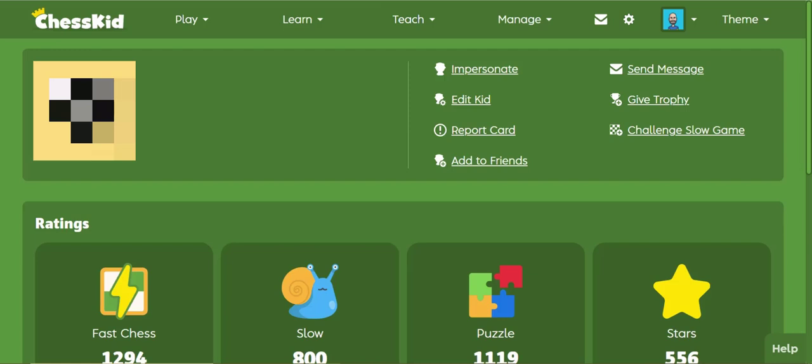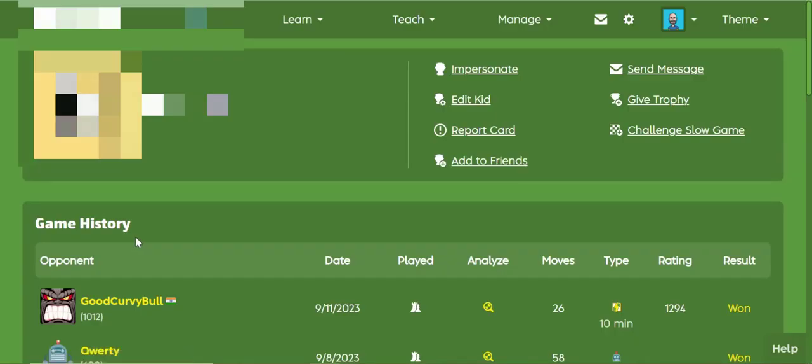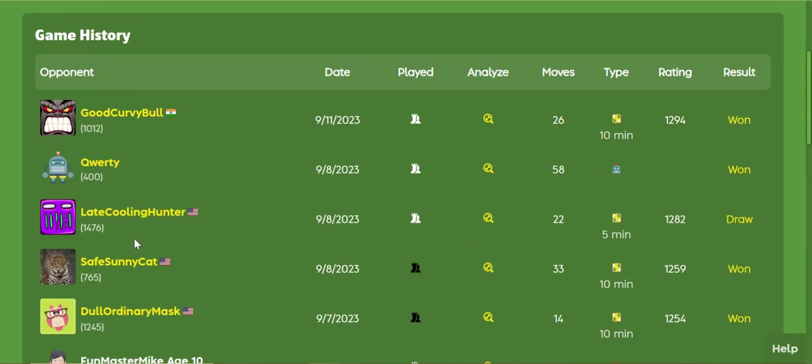I'd like to take a moment to show you something that I discovered on ChessKid that I think will be really helpful to your own playing. I don't know what it looks like from your end, but this is what it looks like from my end as a coach. On the player here, you can see the ratings, and where it says Fast Chess. If you click Fast Chess, you can see the games that have been played on ChessKid.